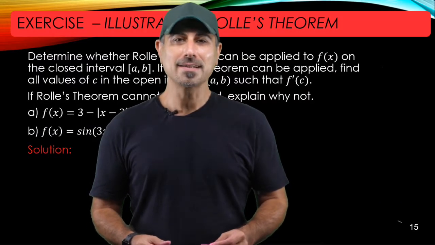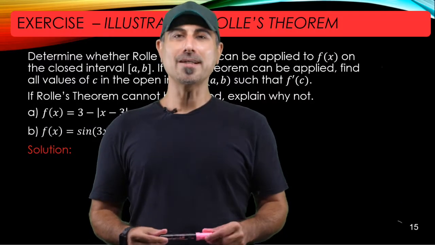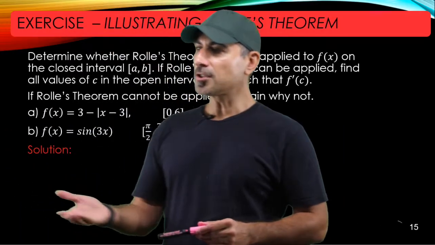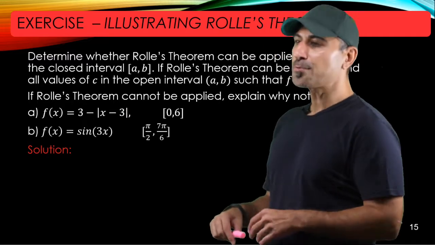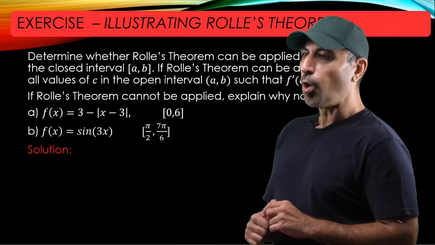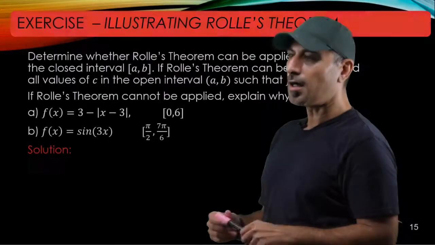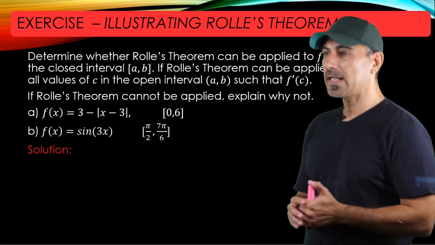Hello, welcome back. In this video, we're going to go through another application of differentiation. It's called Rolle's theorem. The given functions are 3 minus the absolute value of x minus 3 over the closed interval 0 and 6, and the second function is the trig function on the interval pi over 2 and 7 pi over 6.